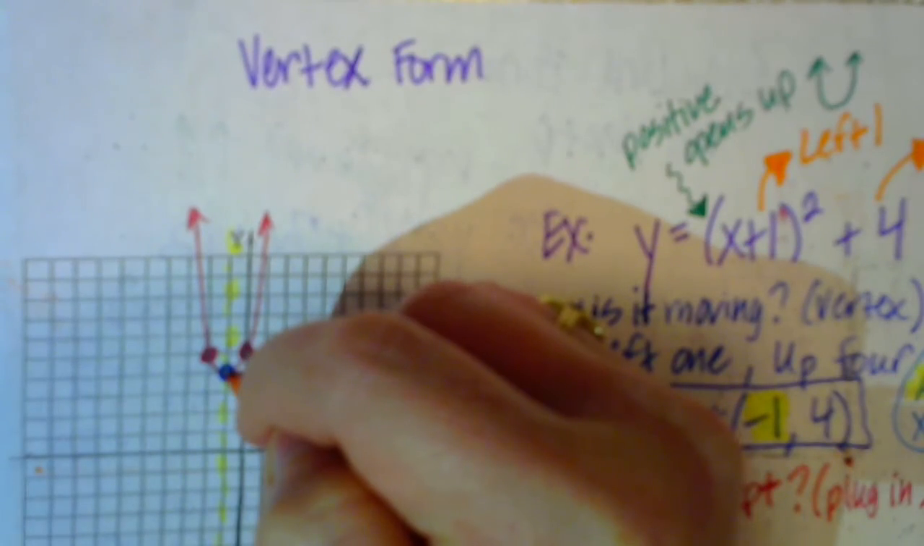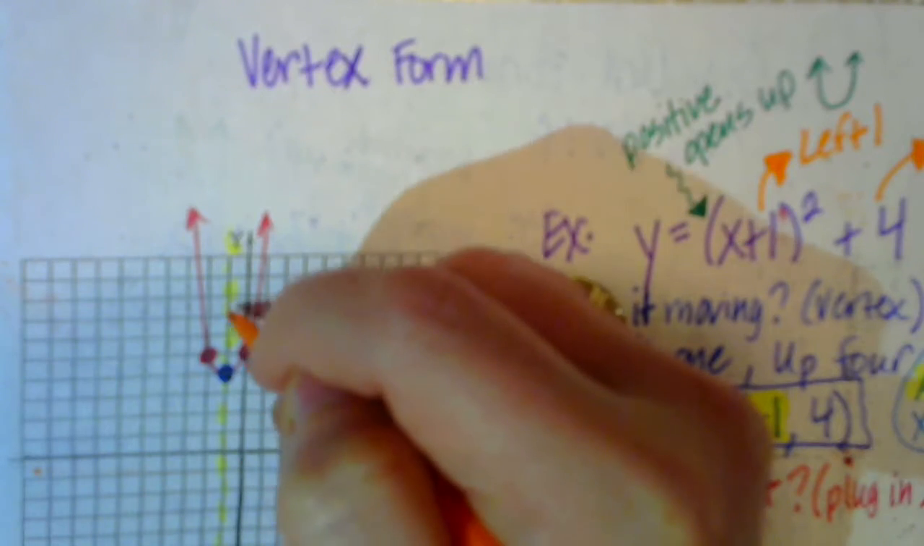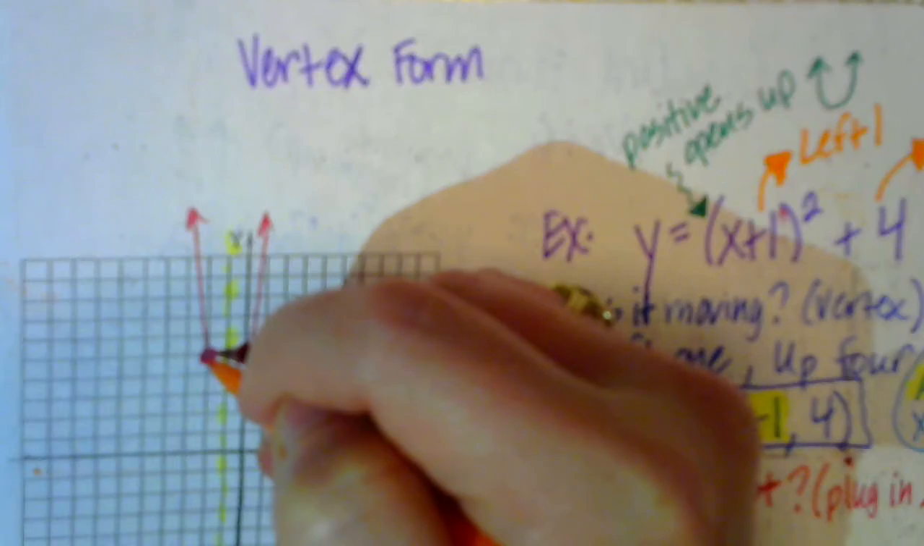This is my vertex, negative 1, 4. My y-intercept is 0, 5. That's 1 unit away from this axis of symmetry that cuts the middle. So I know my other point is 1 unit away on the other side.